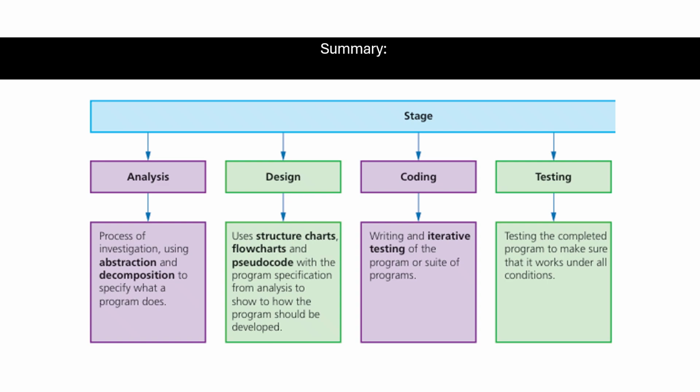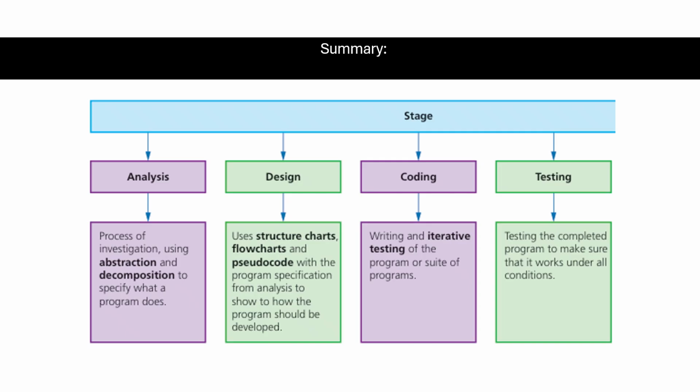To sum up, the program development lifecycle is divided into 4 stages. The first one is the analysis stage, which is a process of investigation using abstraction and decomposition to specify what a program does. The second stage is the design stage, which uses structure charts, flow charts, and pseudocode with the program specification from analysis to show how the program should be developed. The third one is the coding stage, which is writing and iterative testing of the program or the suite of programs or the different modules. And the fourth stage is the testing stage, which is the testing of the completed program to ensure that it works under all conditions.